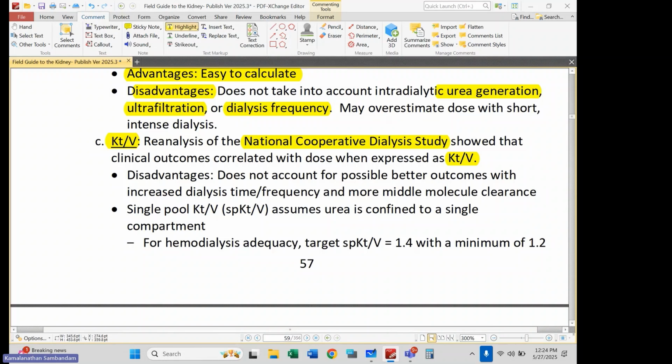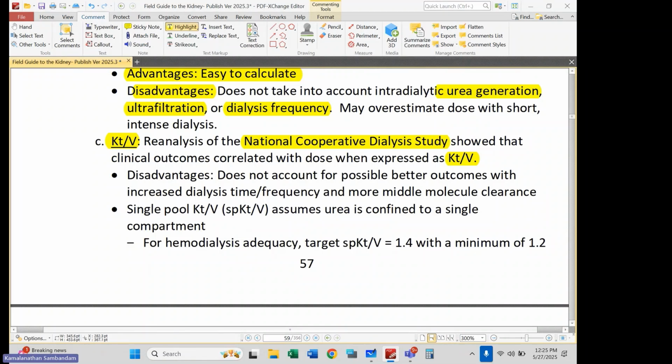So the National Cooperative Dialysis Study actually looked at pre-dialysis urea concentrations as a measure of dialysis dose. And then after the study was done, the KT over V was revealed as a superior means to measure dialysis dose because it has no effect from the urea generation rate, the nutritional status of the patient, as would simply a pre-dialysis urea concentration.